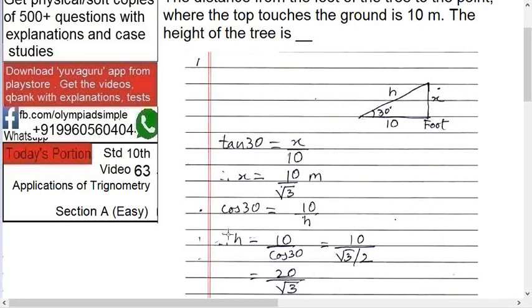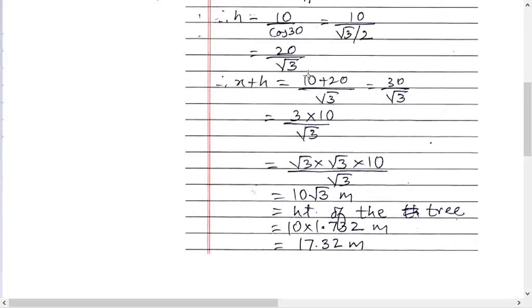So now you got h and now you got x. So x plus h equals 10 by root 3 plus 20 by root 3, that is 30 by root 3. Solve it, rationalize it. So 3 into 10, root 3, 10, right? Root 3 gone. So 10 root 3. That is the height of the tree.